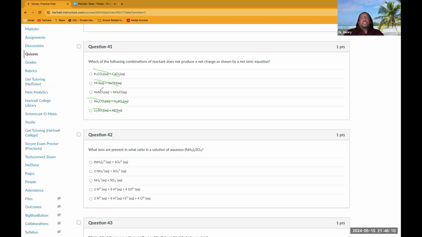So if you look in your solubility table for ammonium, isn't it always soluble? Yes. And what about nitrate? Isn't that always soluble? Yes. So then we know that that is the correct answer.